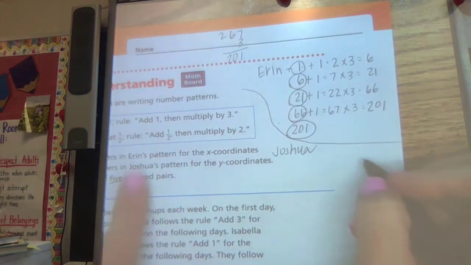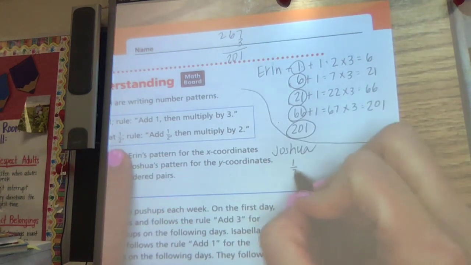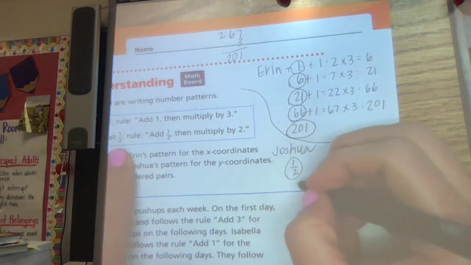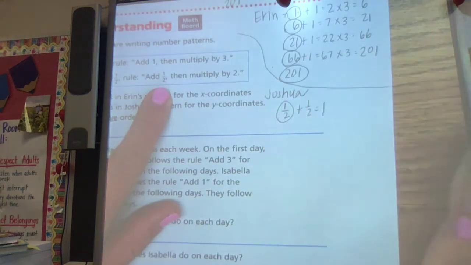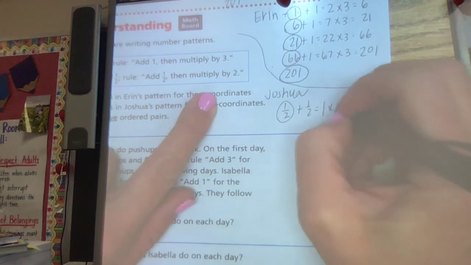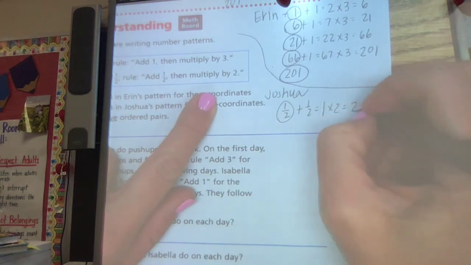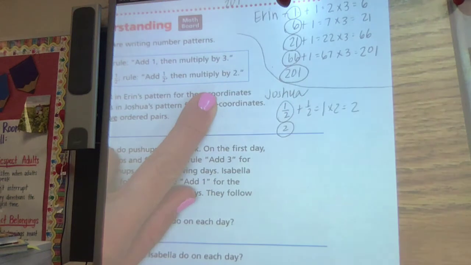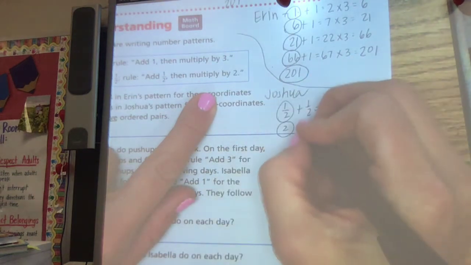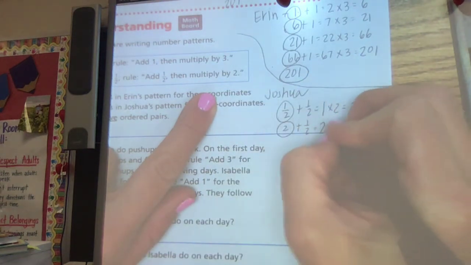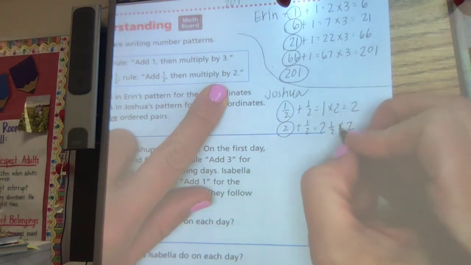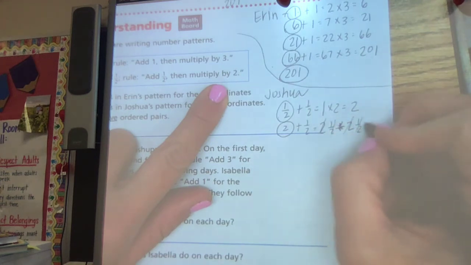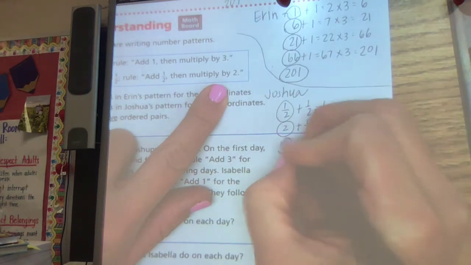Sure. He starts at a half. He adds a half. Half plus a half is 1. Then he multiplies by 2. 1 times 2 is 2. So my second number is 2. 2 plus a half is 2.5. And then multiply by 2, which would be like 2.5 plus 2.5. 2, 4, 4.5, 5. So his next number is 5.